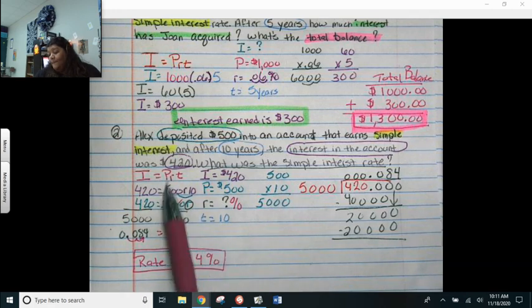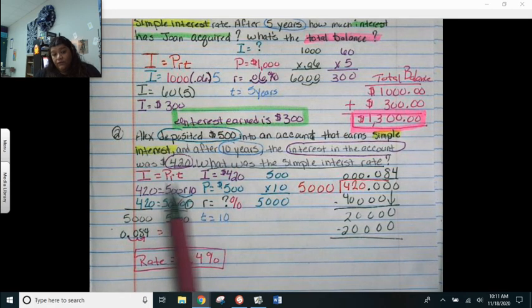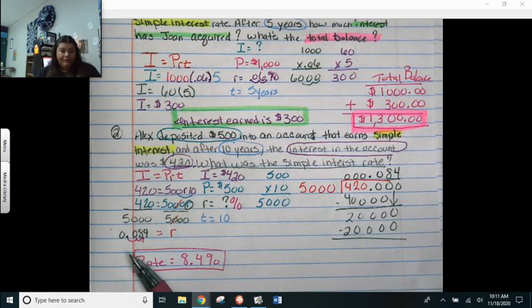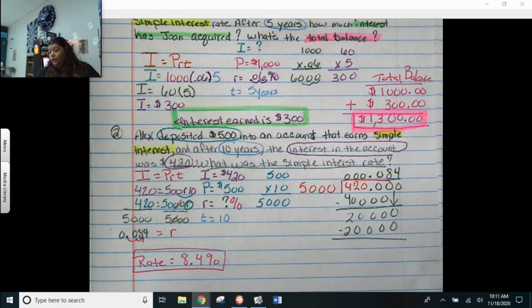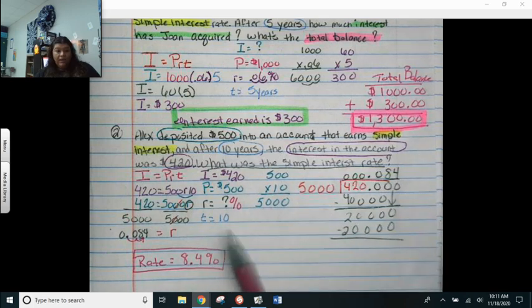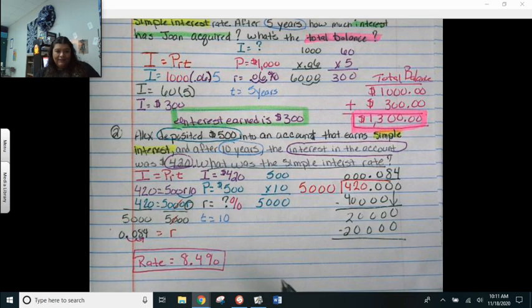So if they don't give you one of these over here, you're going to end up dividing at the end, okay? The only thing that is extra for the rate is that you have to remember a rate is written as a percentage. So that's why I had to change the 84 thousandths into a percent, yeah, 8.4%. Okay? You think you got it?